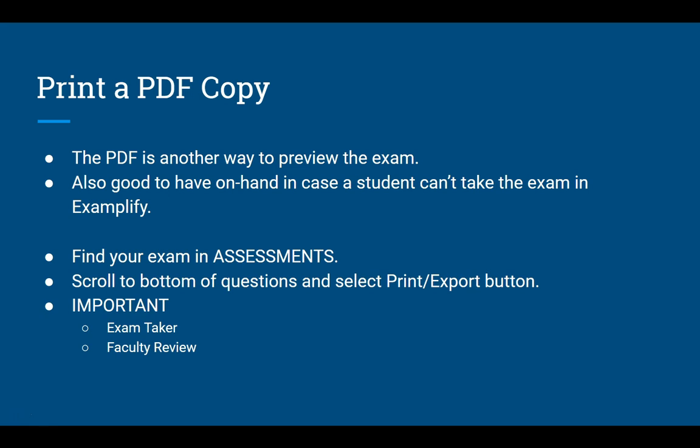But you have to be careful about what version of the exam you're downloading. So I'll get into that in one second. To make the PDF copy, you again go into the assessments, the same place we were at before, scroll to the bottom of the questions and hit the print export button. So when you do that, and I'm going to go over this in the next slide, it's important to remember which one of these two you're trying to save the PDF for. Are you trying to save an exam taker copy or a faculty review copy?